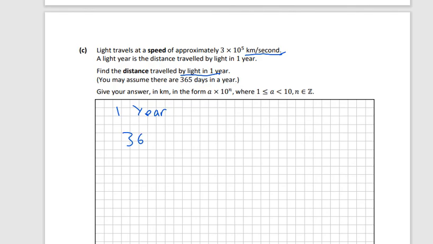So 1 year is 365 days multiplied by 24 hours in each day, and then times by 60 minutes in each hour, and then 60 seconds in each minute. So we multiply all of them, and that tells us how many seconds there are in a year.